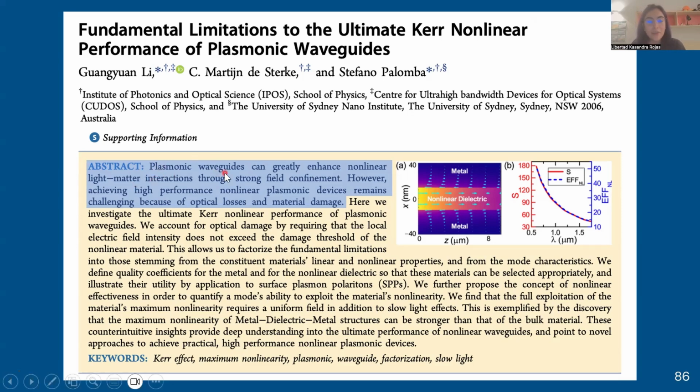The main thing that I want to mention here is that they say, well, I think it's better just to read it. So plasmonic waveguides can greatly enhance nonlinear light-matter interactions through strong field confinement. So we've already talked about enhancing nonlinear interactions. However, achieving high-performance nonlinear plasmonic devices remains challenging because of optical losses and material damage. The main thing that I want to focus on here is material damage. That is something that we mentioned, and is sometimes not mentioned in other types of literature.